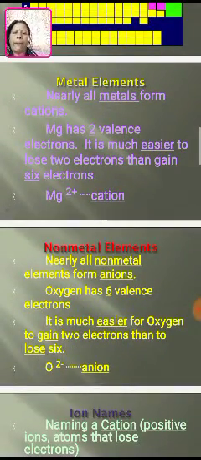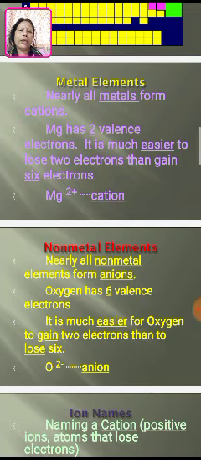Metal elements. Nearly all metals form cations. So metals are positively charged, they conduct electricity, and they always tend to give electrons and achieve the noble gas configuration. Remember, this is very important. Magnesium has 2 valence electrons in its outermost shell. It is much easier to lose those 2 outermost electrons than to gain 6 electrons, and therefore magnesium carries a 2 positive charge and completes its octet.